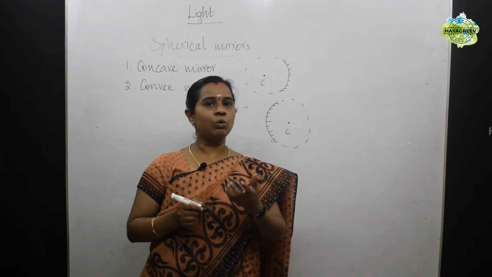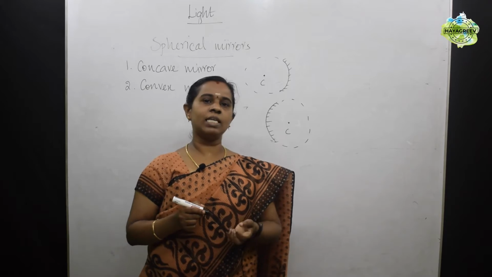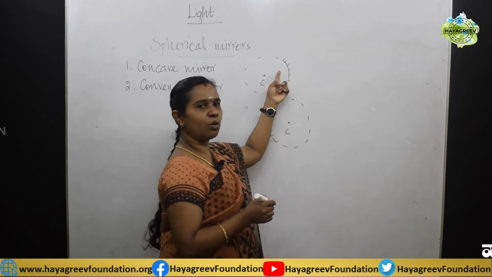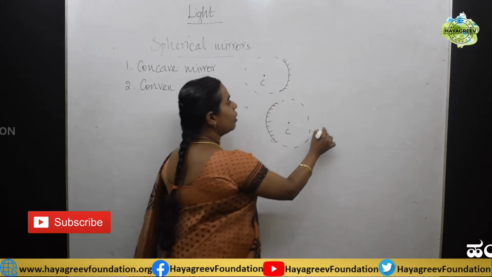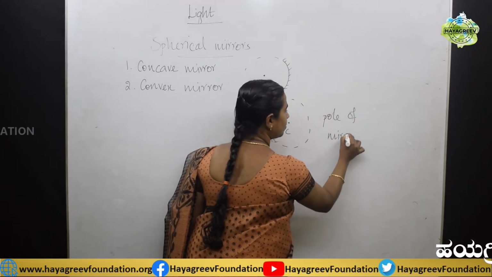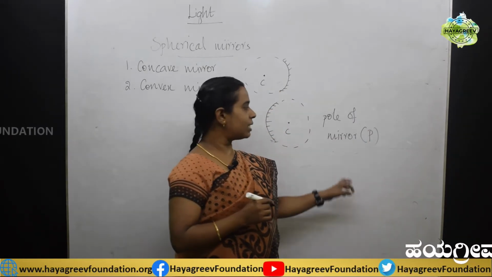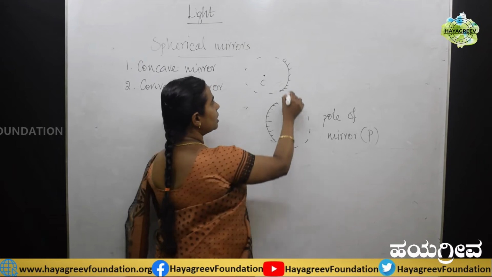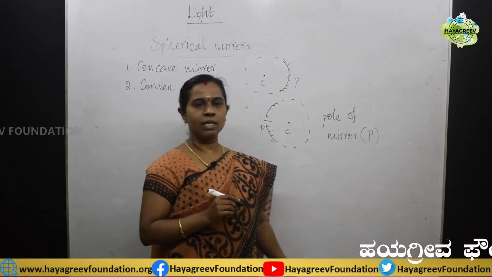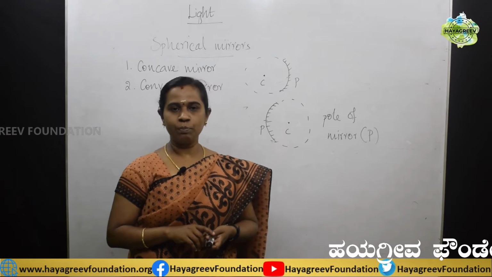Every object has one geometric center, whichever shape we take. This geometric center of a spherical mirror is called the pole of the mirror. The pole of the mirror is represented by the symbol P. This is the pole of the mirror. The pole of the mirror is nothing but the geometric center of the mirror.